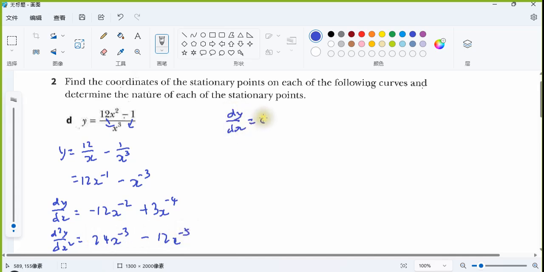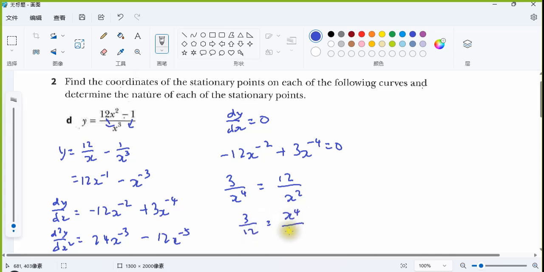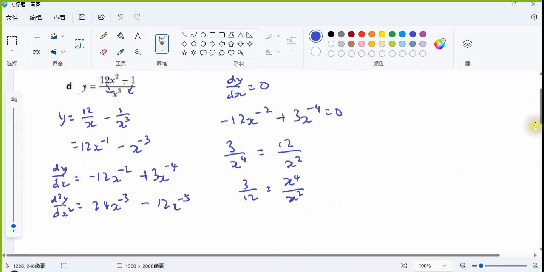So if we have dy/dx equal to 0, then negative 12x to the power negative 2 plus 3x to the power negative 4 equal to 0. Then we have 3 over x to the power 4 is 12 over x squared. Then 3 over 12 is x to the power 4 over x squared. So we will have x squared equal to 1 over 4. x will be plus minus the square root of 1 over 4, which is plus minus 1 over 2.